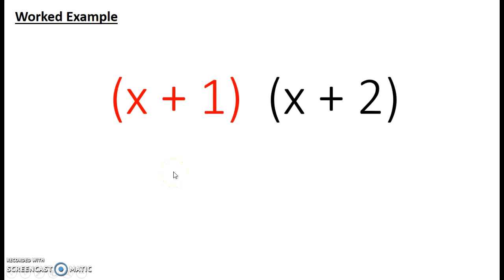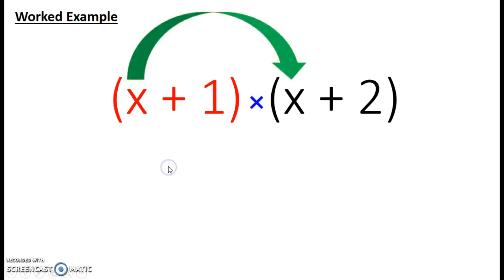First, in the red brackets, you've got the term x. So I'm going to multiply that by the x in the second bracket, which is in black. x times x, two letters together, will give you x squared. As you can see, the arrow is green, which gives you the answer x squared, also in green. So watch out for the colors as well, just to make sure that you don't get confused.